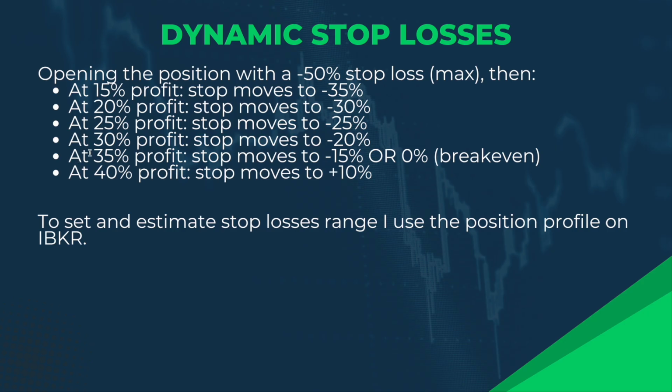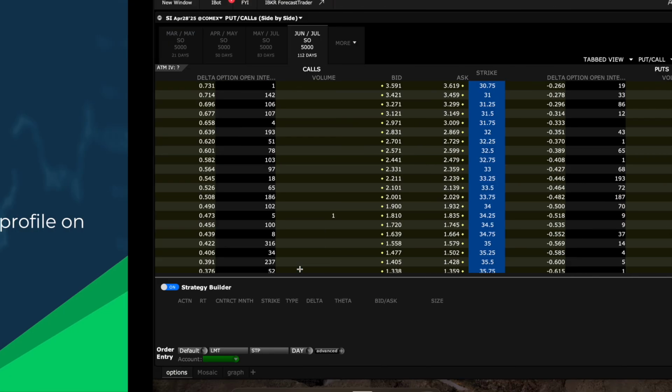But if I see that something happened to the position, and from plus 35% we are down to like plus 10%, I'll move the stop loss to 0 to break even, just because probably something unexpected has happened and I don't want to lose on the position. So I'm okay with taking a break even on that trade. Now again, to set an estimated stop loss range, I use the position profile on IBKR, which is exactly what we are going to go through right now.